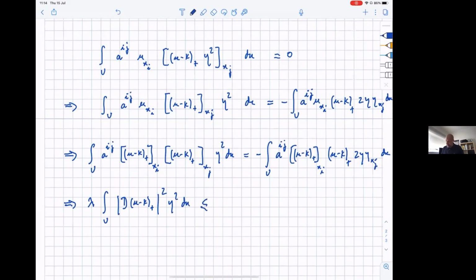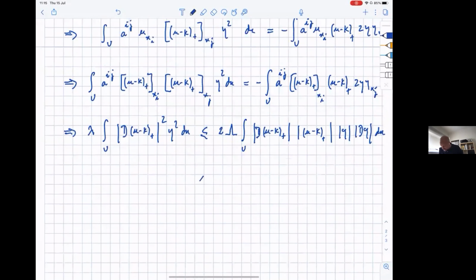And then concerning the right-hand side, you bound it from above, right? So you take the modulus, the minus disappears, then you put the 2, this 2 goes out. Then the a_ij's, the L infinity norm of these guys is bounded by capital lambda. And then you take the modulus of this, which is less than the modulus of the gradient of (u minus k)_+, the modulus of this guy, the modulus of eta, and the modulus of the gradient of eta, okay?